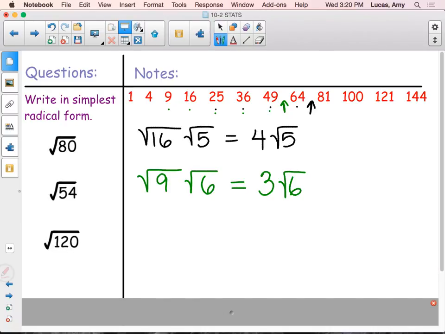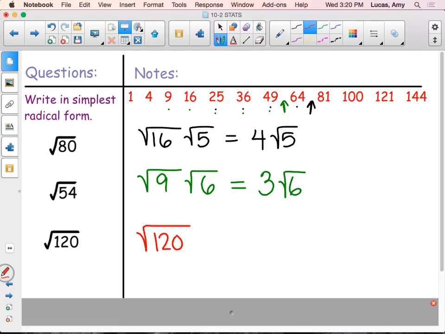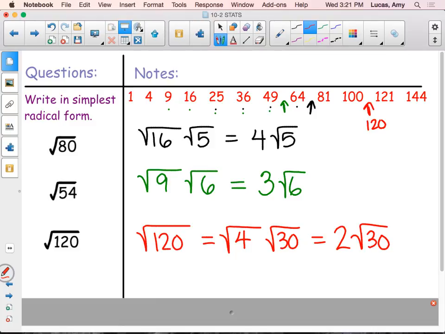My last one, 120. You may think, because 120 is a bigger number than the others, that it divides evenly by one of these bigger numbers, but 120 actually only divides evenly by the 4. So 4 times 30. The square root of 4 is 2, so 2 times the square root of 30. The number 30 has a lot of factors, like 2 times 15, 3 times 10, 5 times 6, but none of those numbers are perfect squares. The only factors that help us simplify are the perfect square factors. So 2 times the square root of 30 is done.